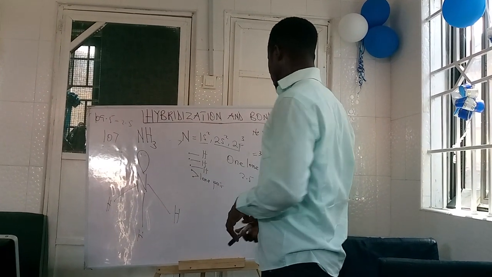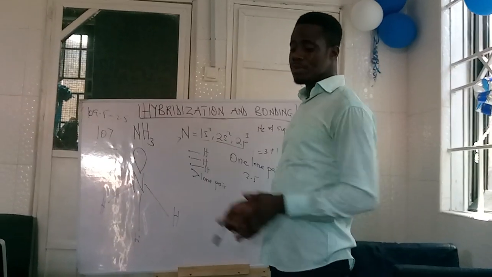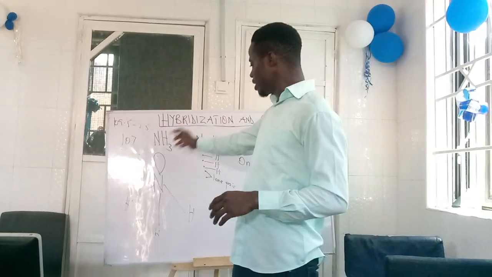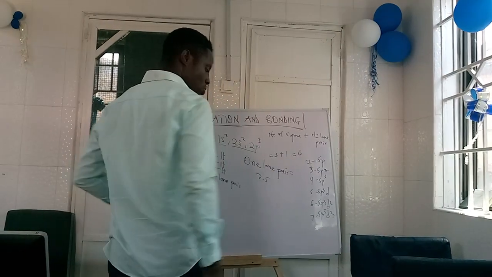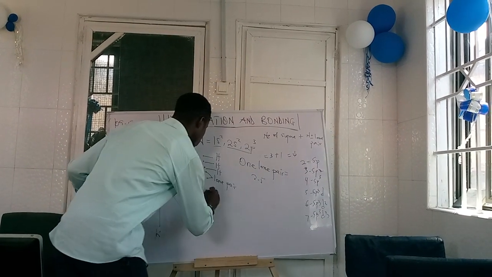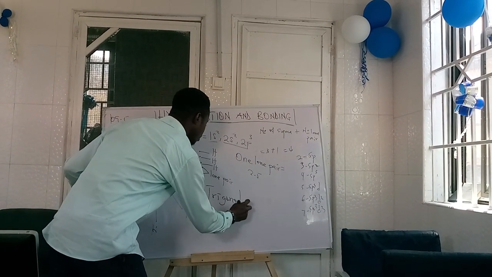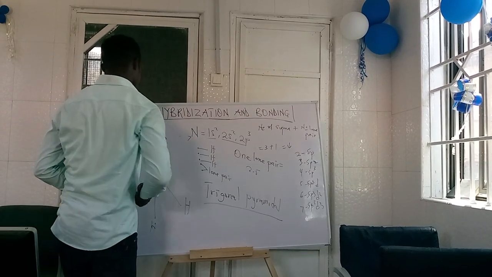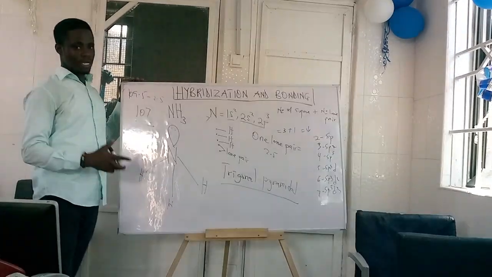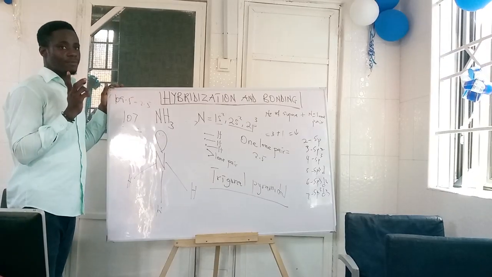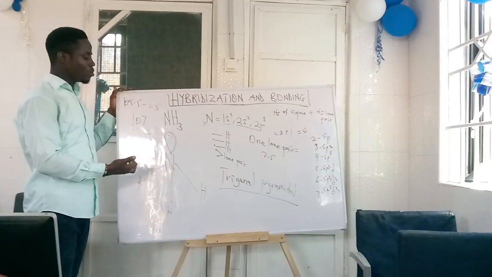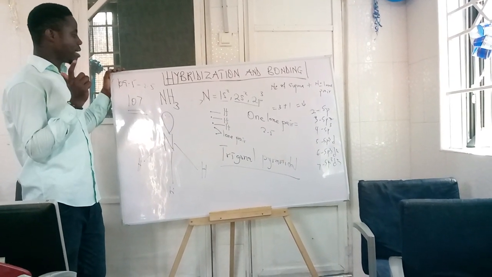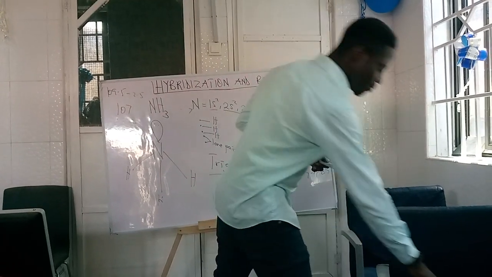However, having said this, the shape of ammonia also cannot be tetrahedral because it has a lone pair. So this is forming what you call a pyramid. The shape of ammonia is trigonal pyramidal. It is not tetrahedral, but rather it is a pyramid. So these are some of the things we need to take notice of.